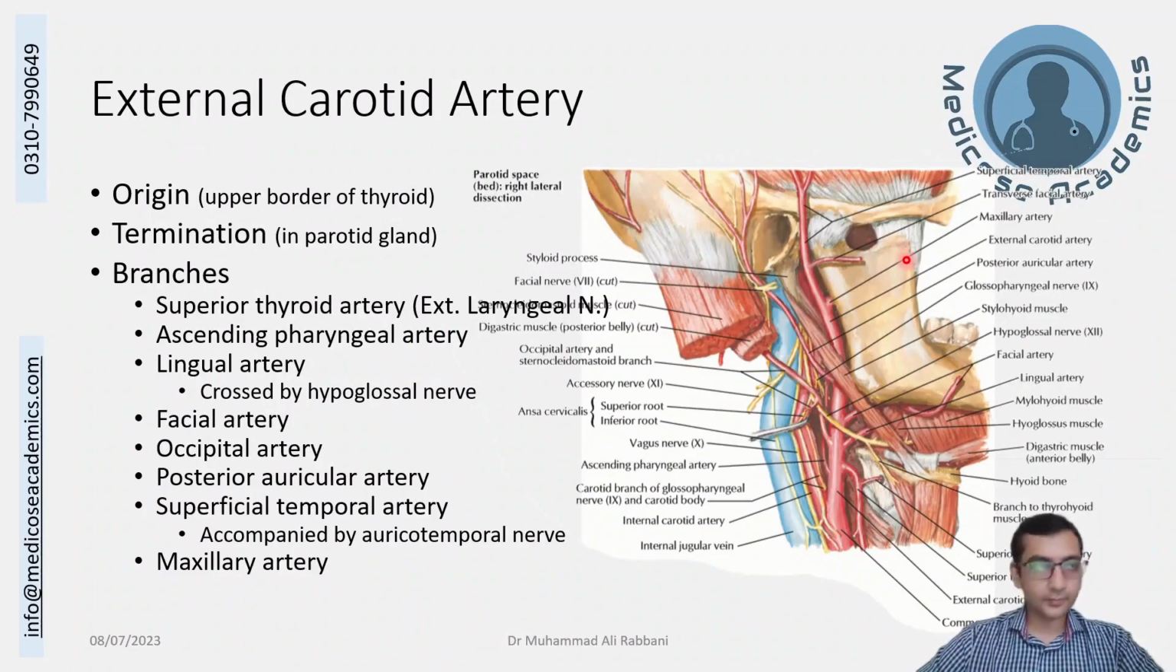Carotid artery. Let's talk about the external carotid artery. The external carotid artery is a very busy artery in the neck. It is the one that is supplying most of the structures of the face and the neck and occiput region also.